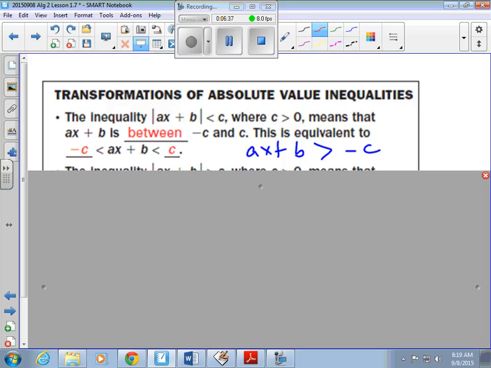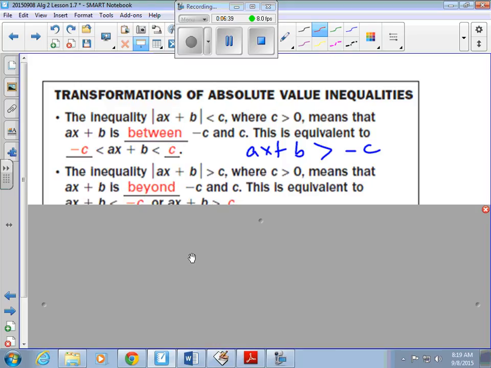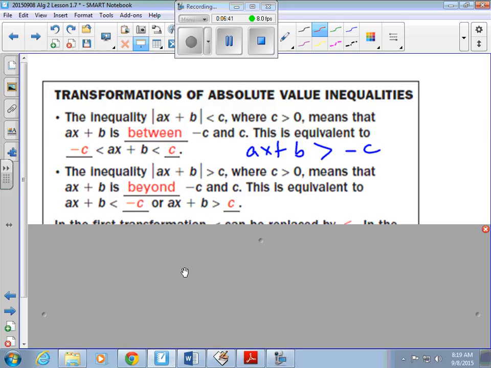The other one, greater than, is talking about the numbers that are beyond that value. Anytime you have this one, again, this one was less than. This one right here is talking about greater than. When they're greater than, you're going to make an or statement. So the first one, less than, is an and statement.